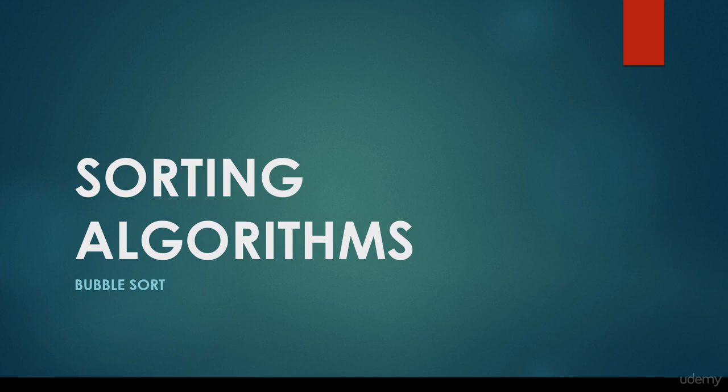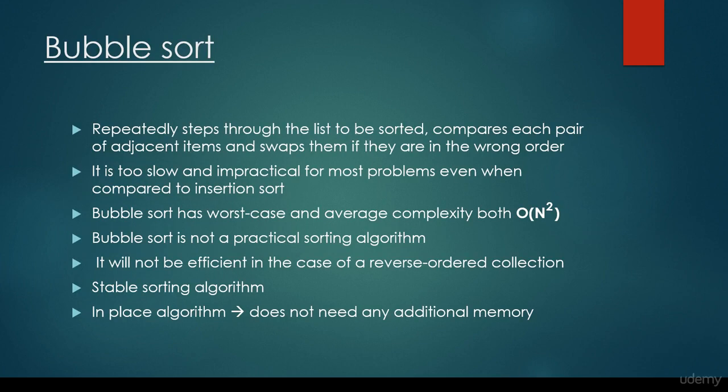Hi, in this lecture we are going to talk about the theoretical background for bubble sort. So, let's get started. Basically, what is bubble sort? It repeatedly steps through the list to be sorted, compares each pair of adjacent items and swaps them if they are in the wrong order.